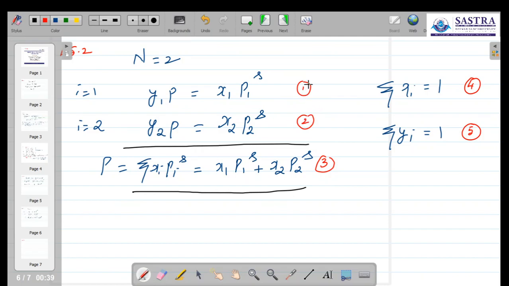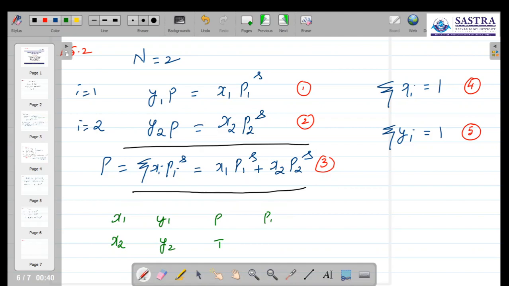So essentially 1, 2, 3 and 5 are not all independent. You would be able to use any two of these and get the third one, because there is always the mass balance achieved. And now let us list how many variables there are for a two component system. So we have x1, x2, we have y1, y2, we have P, and we have T.